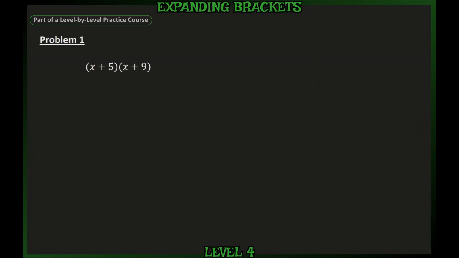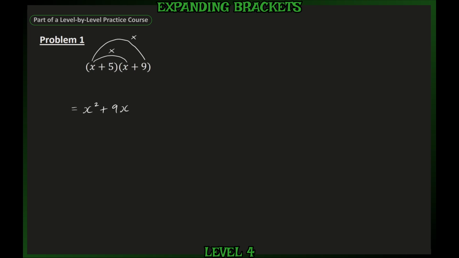In problem 1, we're expanding x plus 5 multiplied by x plus 9, so we have the product of two brackets. And the way that we expand these is we can start with the first term from the first bracket and multiply it by the first term from the second bracket. So x times x gives us x squared. Staying with the first term from the first bracket, we now multiply that by the second term from the second bracket. So x times 9 gives us plus 9x.